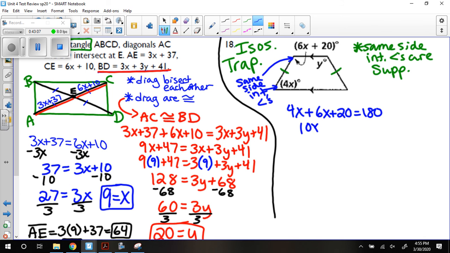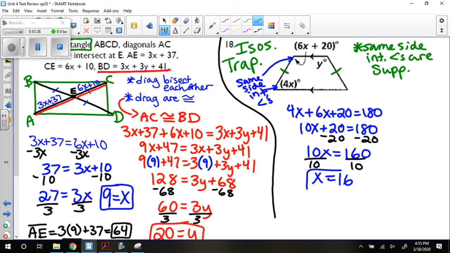So we've got 10x plus 20 equals 180. We can subtract our 20. We have 10x equals 160 and divide by 10. So x is 16.